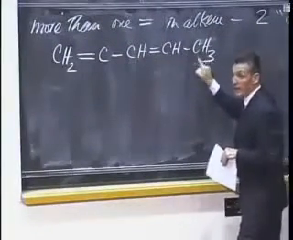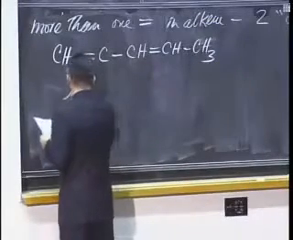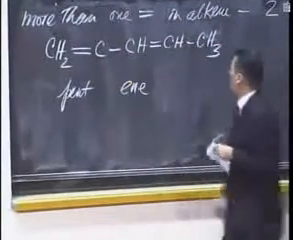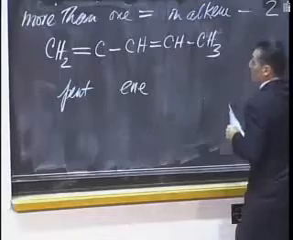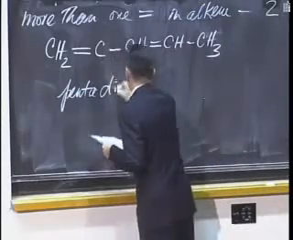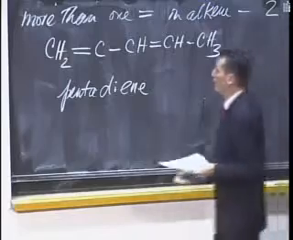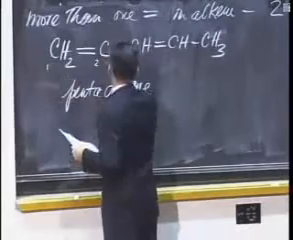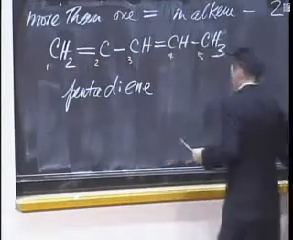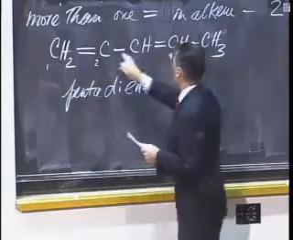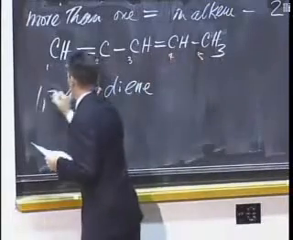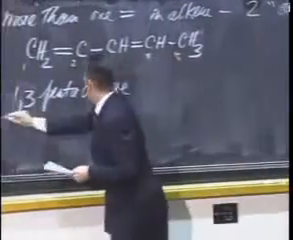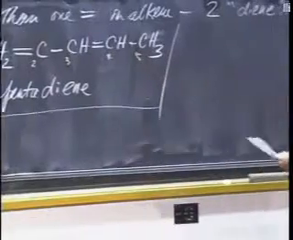1, 2, 3, 4, 5. So it's got to be pent. It's something pent. And it's got to be an ENE because there's at least one double bond here. And there are two. So this is going to be a pentadiene. And furthermore, we can say this is carbon number 1, carbon number 2, number 3, number 4, number 5. And the double bonds issue from carbon number 1 and carbon number 3. So we could call this 1,3-pentadiene. So now you see how all of this works, and it's not so bad.